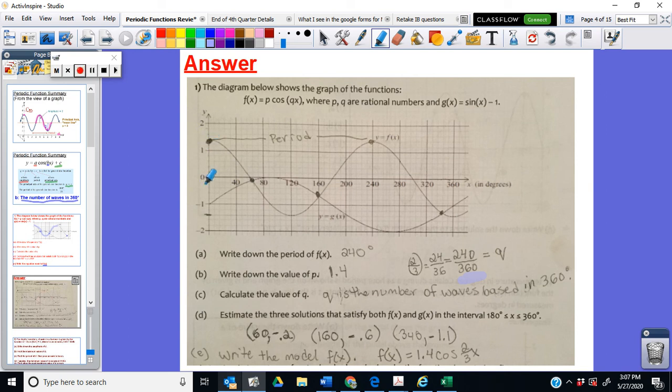1.2 to the mean line, which is 0. And then calculate the value of Q. Again, number of waves in 360, and that is 2/3. Then we need to estimate where are these intersections. And I've estimated at about 60, 160, and then 340, and then wrote down their y value estimates. Now, taking the amplitude, the value of Q, the number of waves in 360, and the principal axis, which is 0, here is your model.